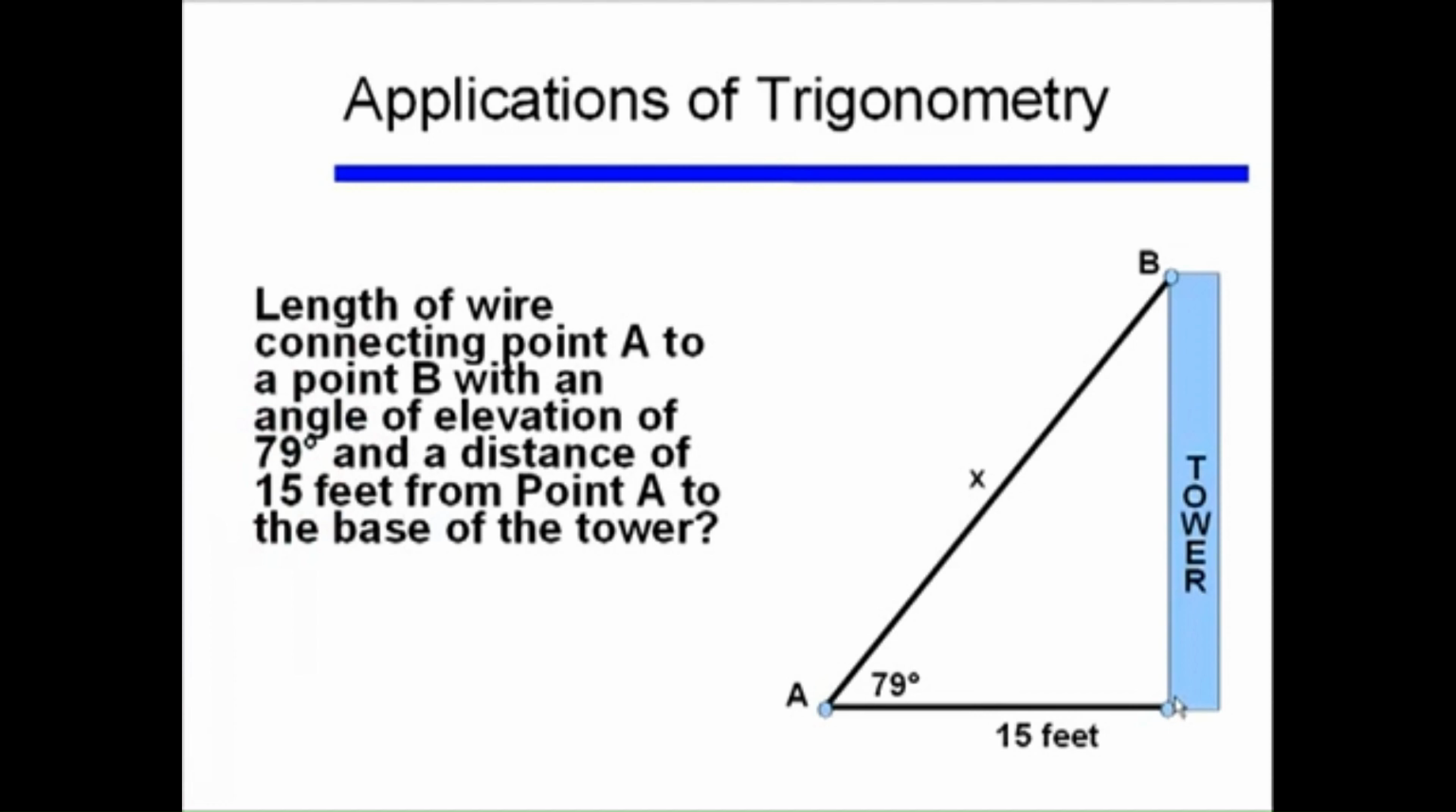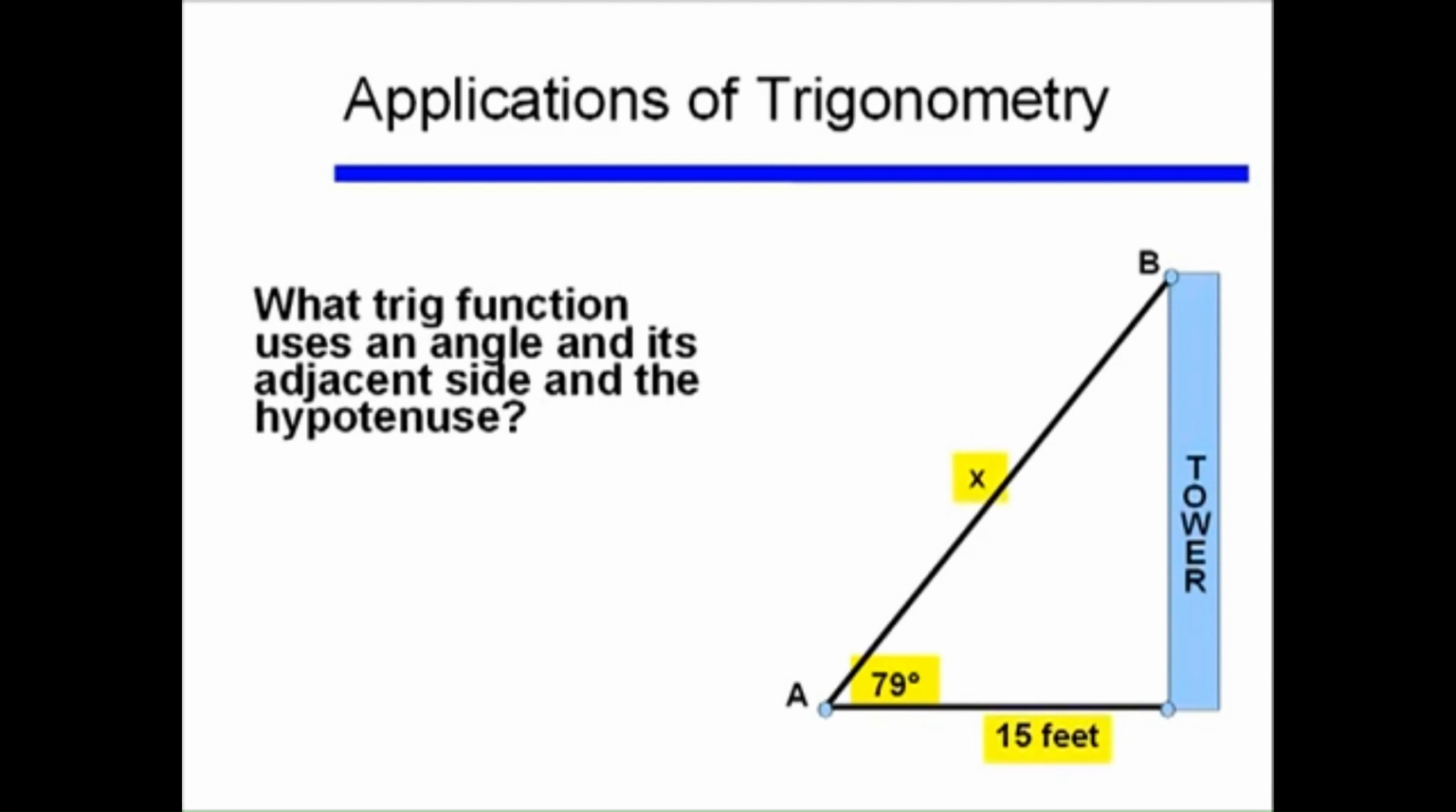Say I had a tower and I wanted to connect a wire from point A to the top of the tower at point B, and I wanted to know how much wire I would need. I know that point A is 15 feet away from the base of the tower, and the angle of elevation, that is the angle from the ground up to the point B, is 79 degrees. So what trig function will I use if I have an angle and an adjacent side and the hypotenuse?